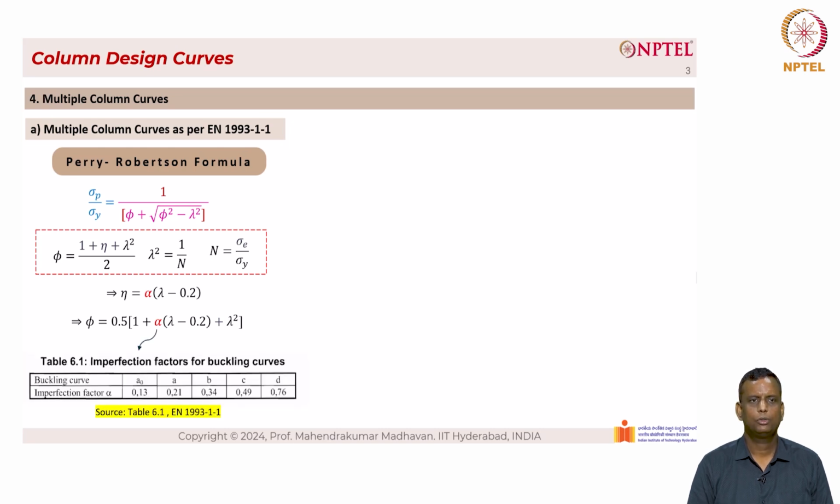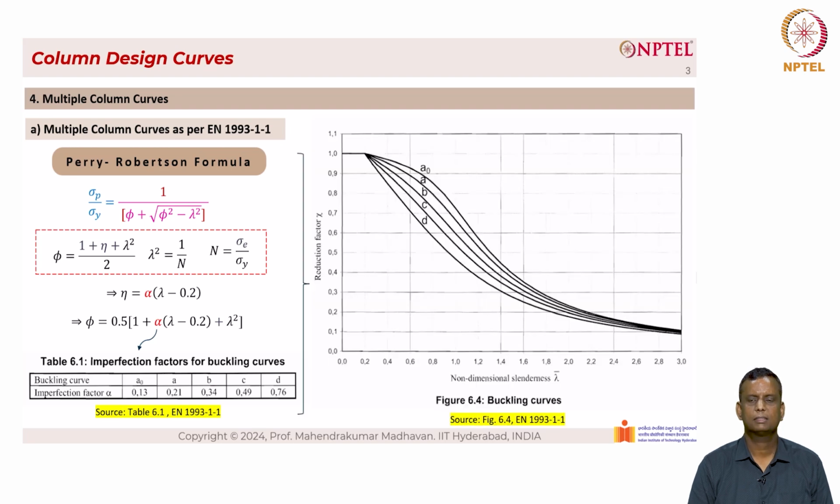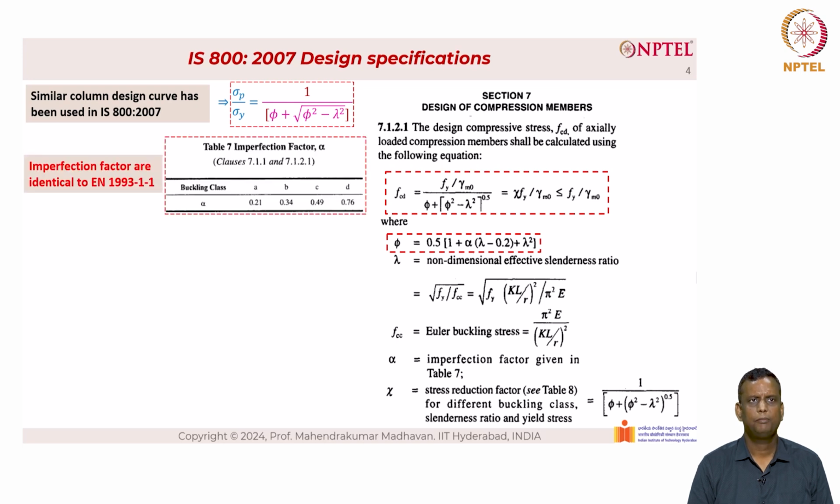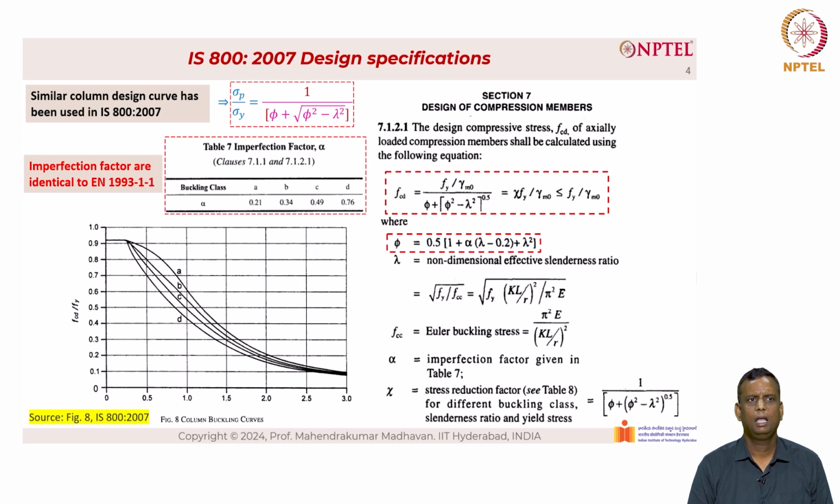We also talked about the imperfection factors for various buckling curves, and various classes of buckling. This is similar to the column design curve used in IS 800. In IS 800 also, we have a similar reduction factor given as 1 by phi plus root of phi square minus lambda square. The imperfection factors are identical to the Eurocode given here, and we have the same set of curves A, B, C, D. The only difference is that we do not have A0 in IS 800, whereas there is an A0 curve in the Eurocode.